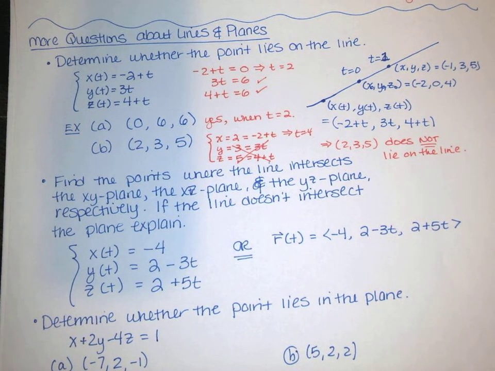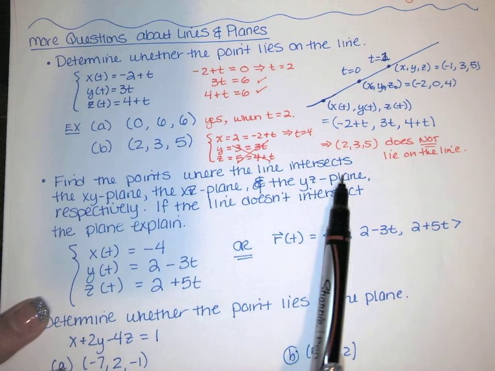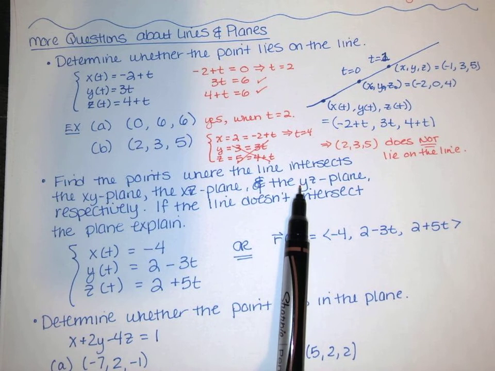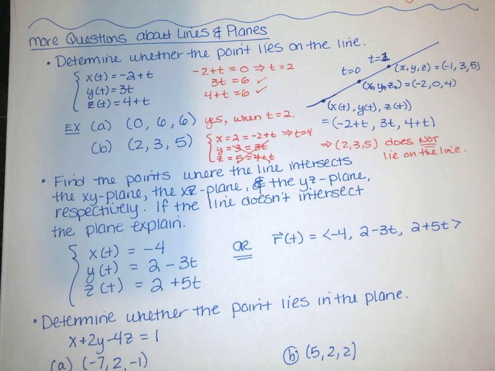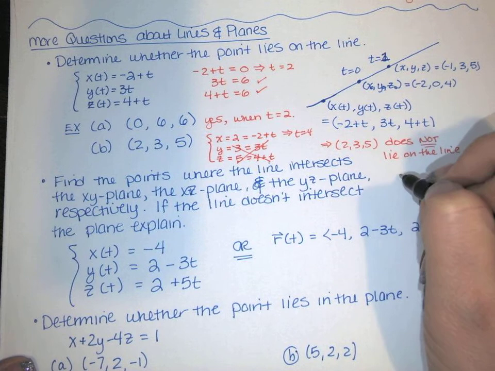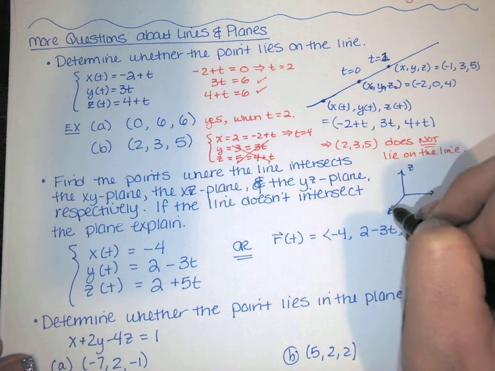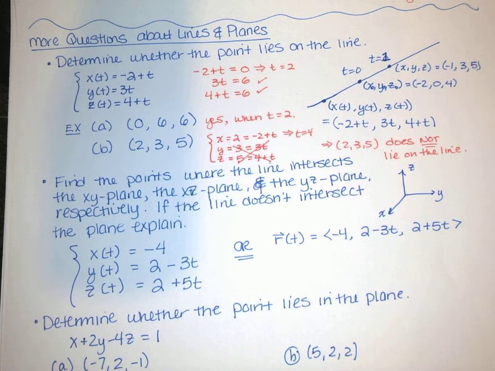Okay. Now we have a geometry question. We're asked to find the points where the line intersects the xy plane, the xz plane, and the yz plane, respectively. And if the line doesn't intersect the plane, we want to explain. Now, lines are difficult to draw in 3D, but I want to draw my x, y, and z axes just to get a sense of dimension, just to remind myself what everything looks like.